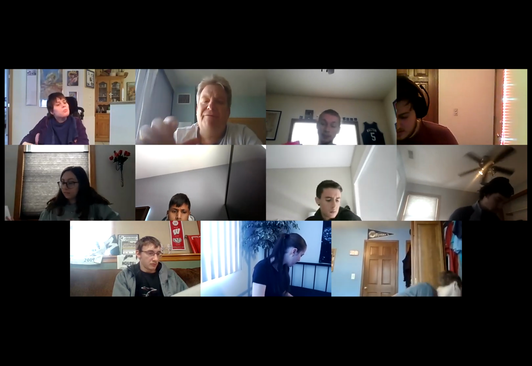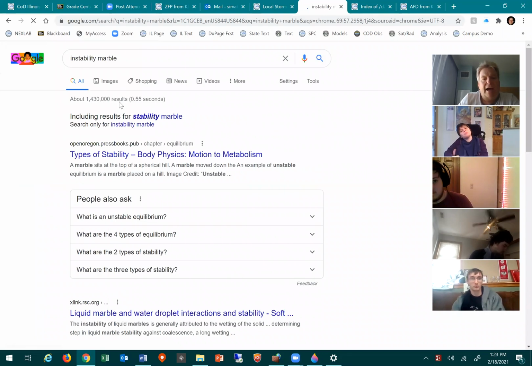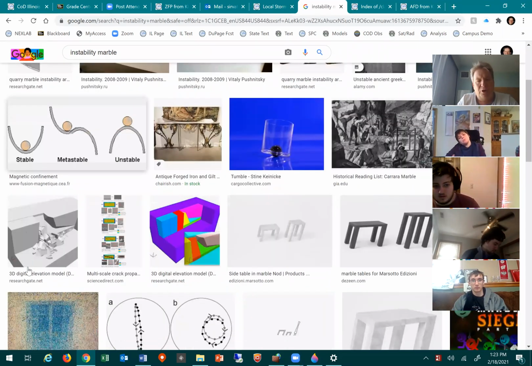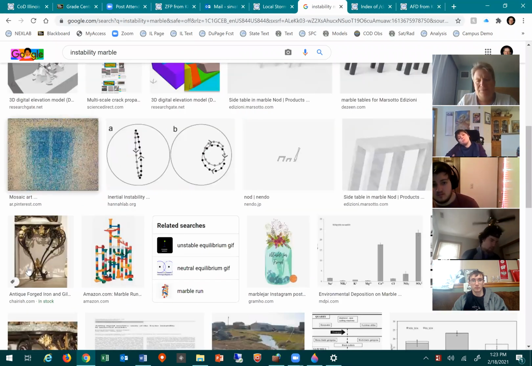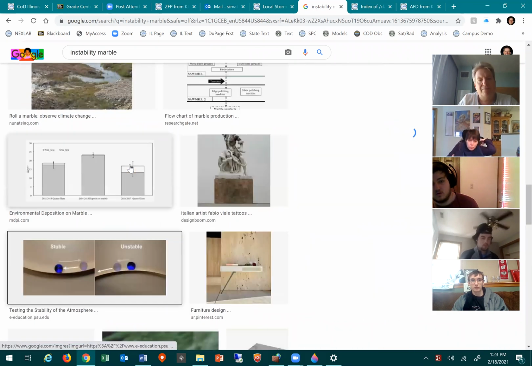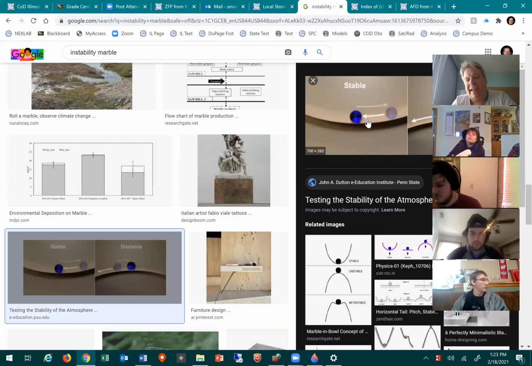Let's do this. Let me define something. Let's try this first. I'll do instability, marble. A lot of times they'll talk about instability this way. I don't know what this metastable is, but they'll do something along these lines. So taking a look at this picture. Stable, and write this down, is when you displace something and it returns to its original position.